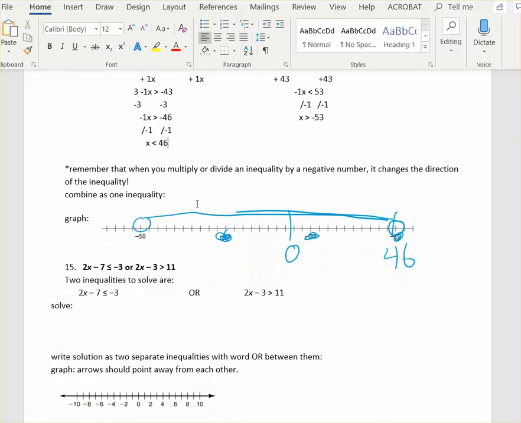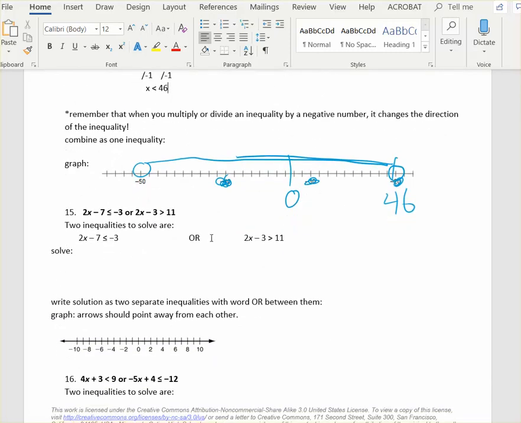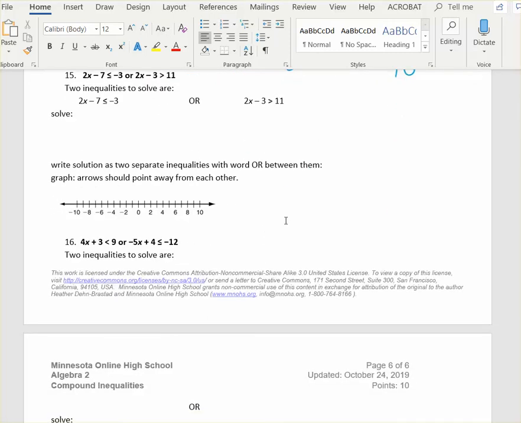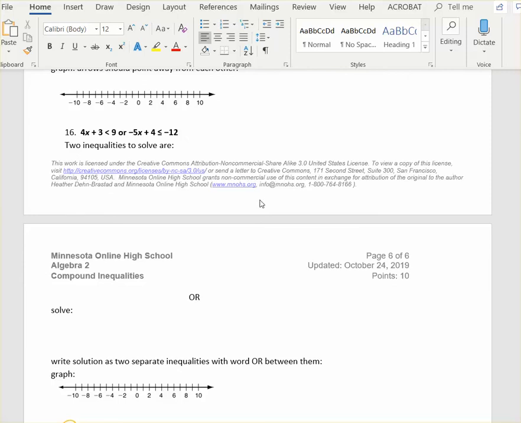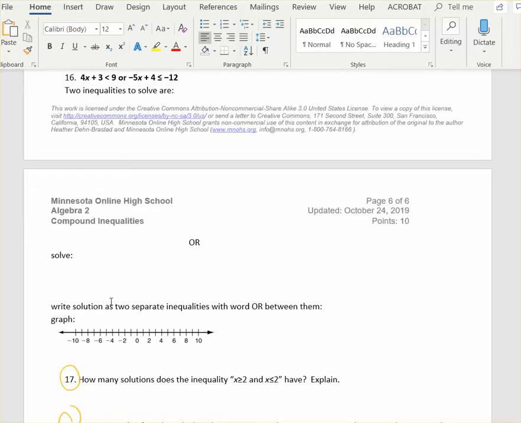All right, number 15 is in the other video. You can watch to see how that's solved, and I'll let you solve number 16 on your own. You need to write your two inequalities. I left blank spots for you to do that. Solve each of them. Then write your solution as two separate inequalities with the word or between them, and then graph your solutions.